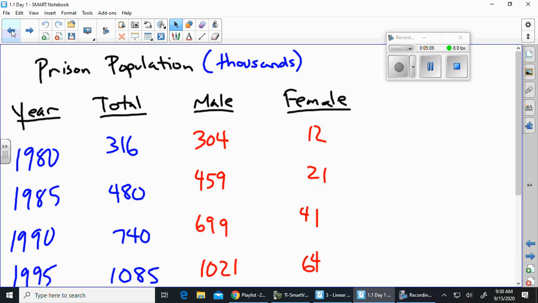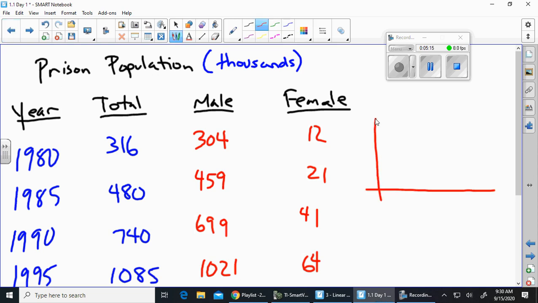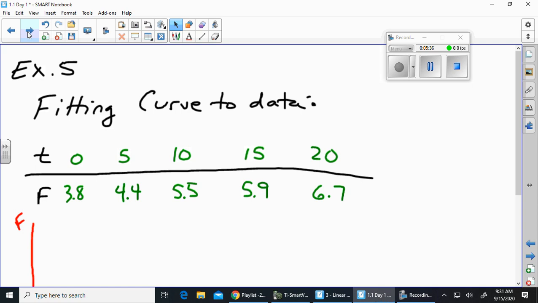But you could make a graph of that. You could plot on a coordinate graph and make a scatter plot and have this be year. You could do different ones. You could have female, male, total, 3 different colors. And you could see, is it linear? Is it positive correlation, negative correlation? So we do that this year, like fitting a curve to data.